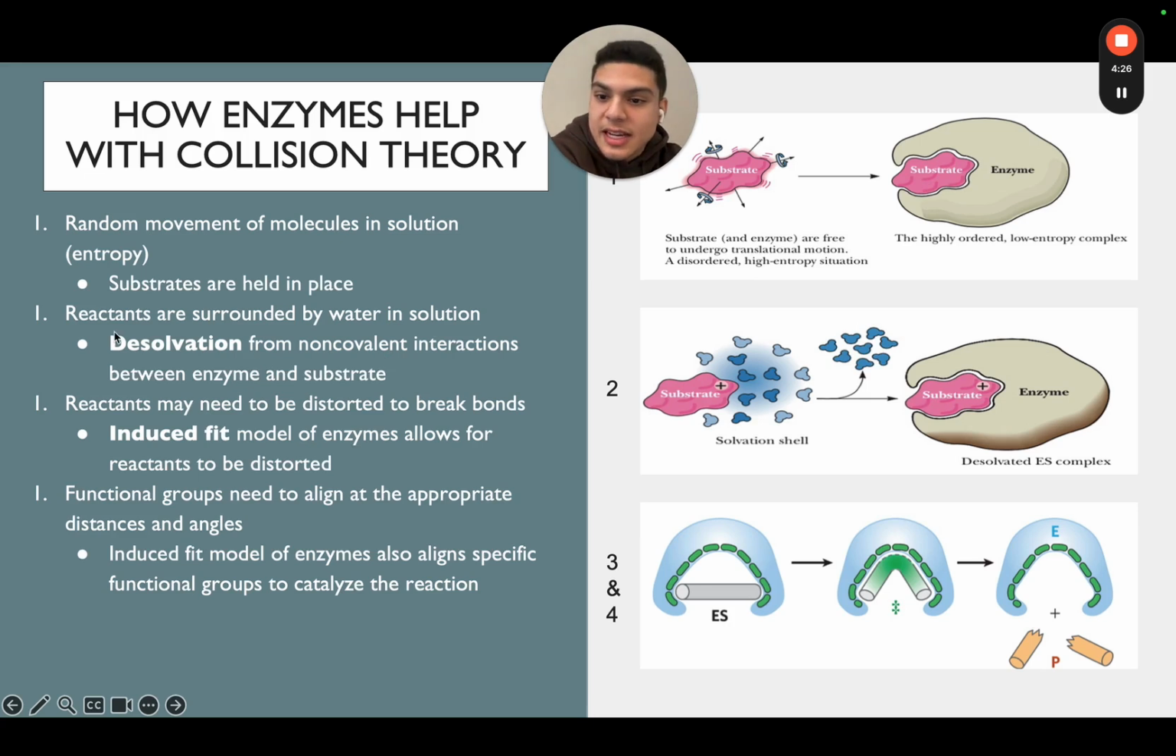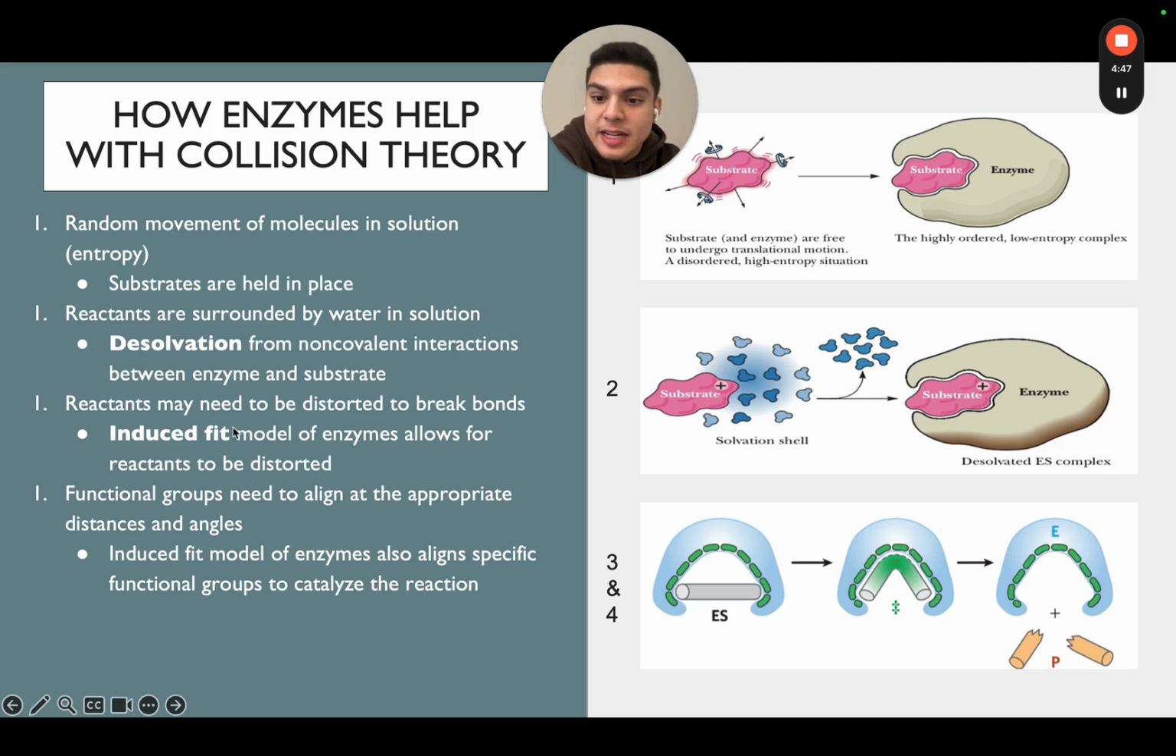And then for the second one, reactants are surrounded by water in solution. So enzymes allow desolvation of the substrate, which just means that water forms a shell around the substrate. When we put it inside the active site of the enzyme, it sheds the water shell around it, if that makes sense. That's what this is representing right here. And so as you can see, there's no more water in this active site. We get rid of it.